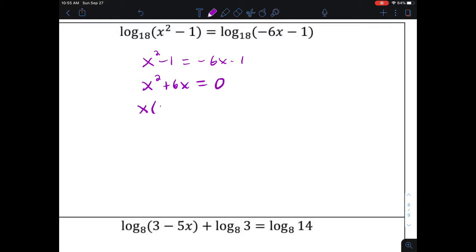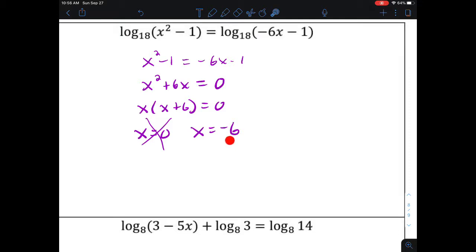Take out the greatest common factor from the left, which is x. And we get two possibilities for x. I get x is equal to 0, and I get x is equal to negative 6. Now I do a spot check here, to make sure that these aren't extraneous solutions. So if I put in 0 for x into the left side, I get 0 squared minus 1. That's a negative number inside of the log. I can't do that, and so x equals 0 is not a possible solution for me.